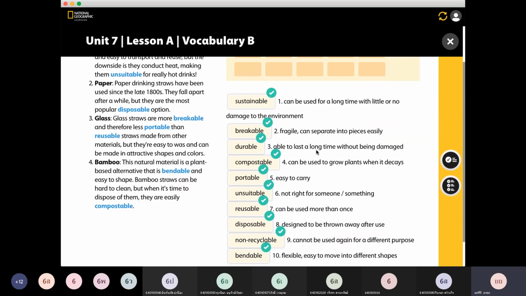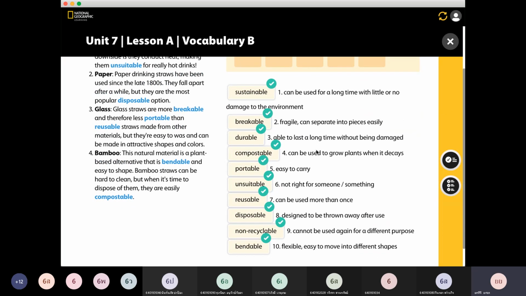Okay, that's all correct here. So it's not that difficult. You can use these words to describe the properties of the materials that are used as alternatives to other materials that can be harmful to the environment.